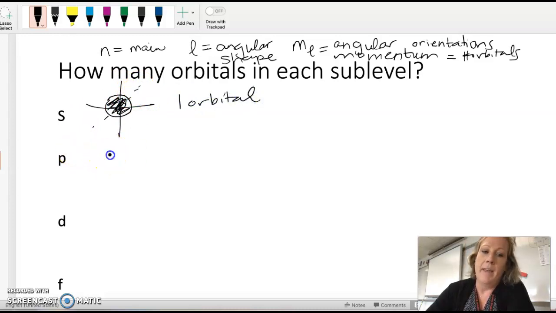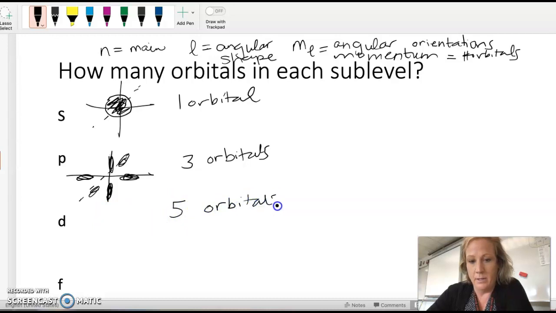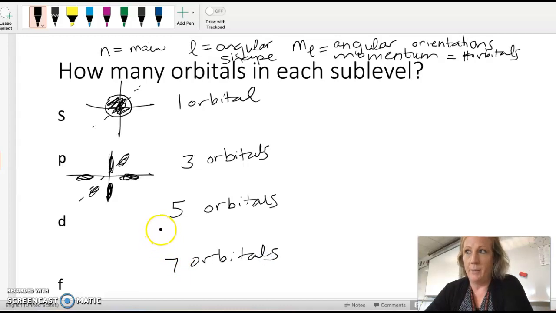P, remember, it's hard to show, but it's like a dumbbell going in the Y, in the X, and in the Z. So it has 3 ways it can be, or 3 orbitals. D I can't draw, but you've seen that they have 5 orbitals, and then F has 7. So 7 ways that those really fancy F shapes can be. Some of them are different shapes, but some of them are just the same shape in different directions.